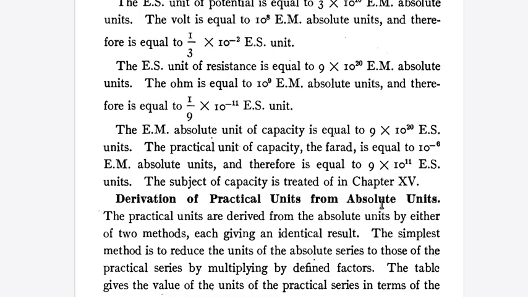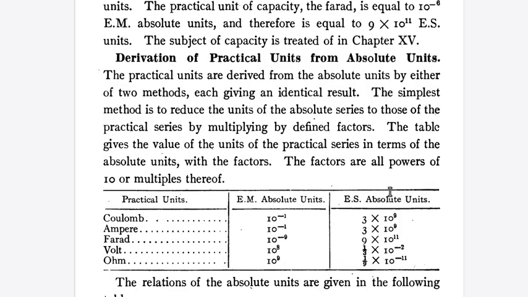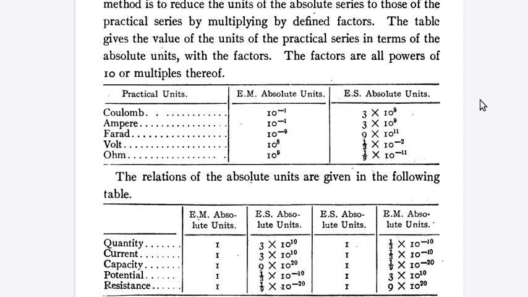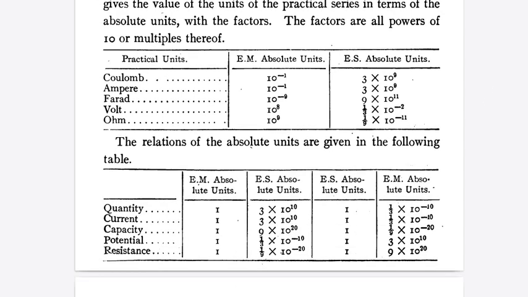Derivation of practical units from absolute units. The practical units are derived from the absolute units by either of two methods, each giving an identical result. The simplest method is to reduce the units of the absolute series to those of the practical series by multiplying by defined factors. The table gives the value of the units of the practical series in terms of the absolute units with the factors. The factors are all powers of 10 or multiples thereof. The practical units are defined as follows.